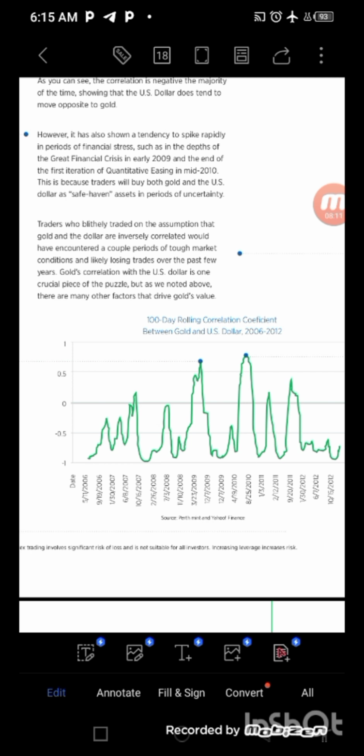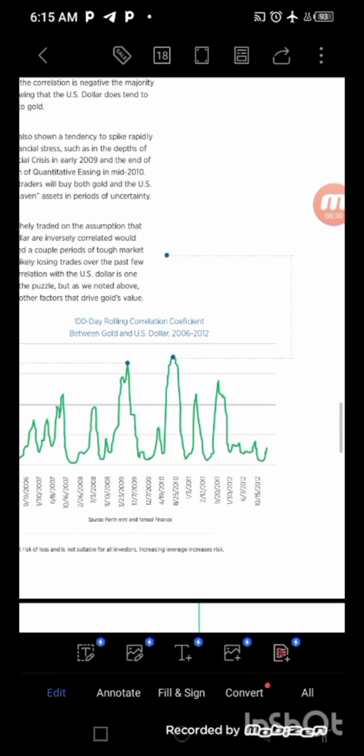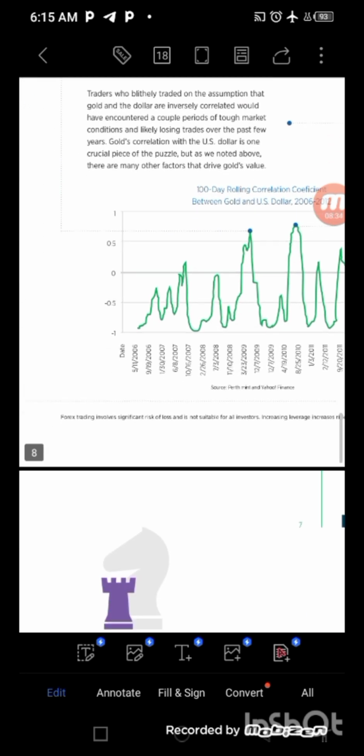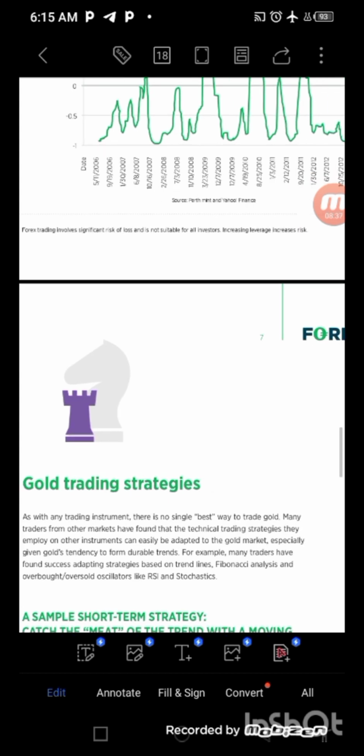These charts illustrate the movement of gold from 2006 to 2012. See, this is minus one, it's moved inversely. Like, so there's a point where gold moves more than 0.5, it also drops and moves again. So this is a new chart, on how gold moves and gold trading strategy.